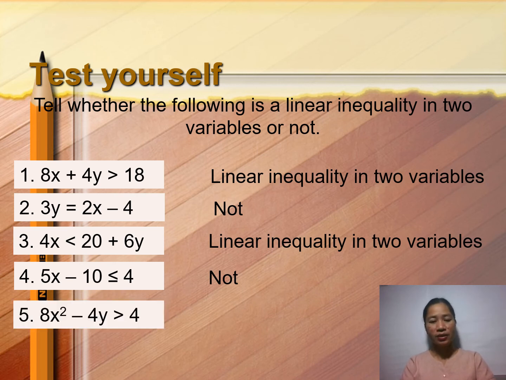Next, we have 8x squared minus 4y greater than 4. Is it a linear inequality in two variables or not? Not. So, bakit not? Okay, because of the exponent. We have exponent or we have a degree 2. Sa x variable natin, meron tayong exponent na 2. So, meaning, kapag ganitong equation, ang tawag dito ay quadratic equation. Okay? So, next.